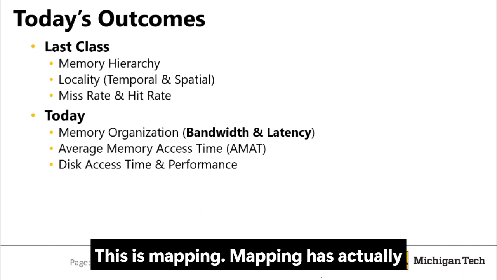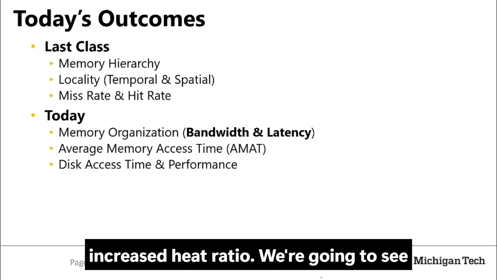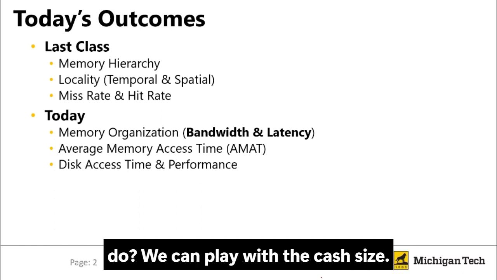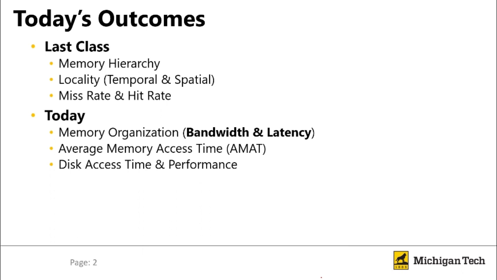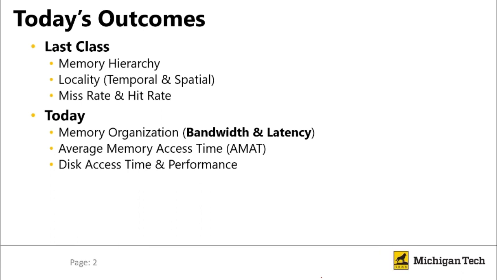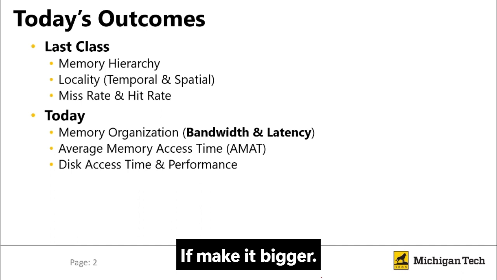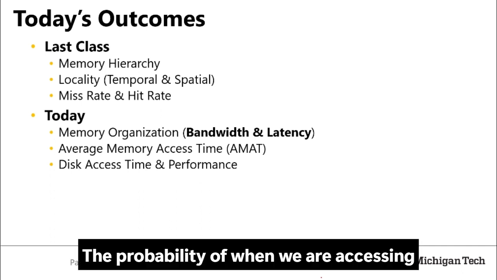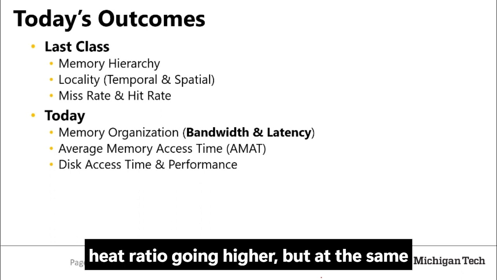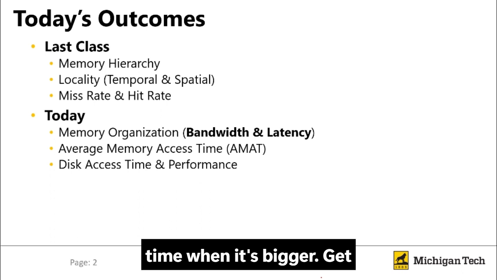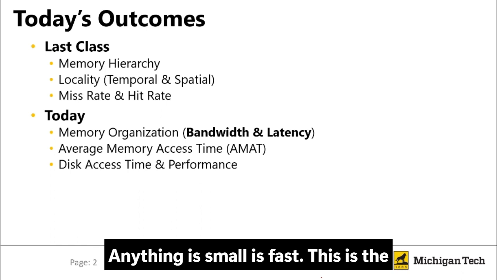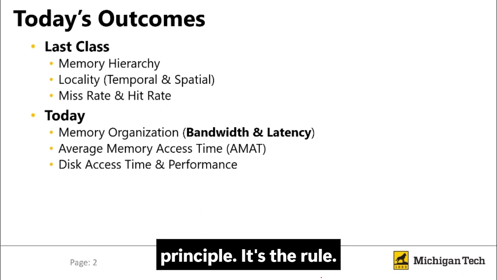This is mapping. That mapping has actually increased hit ratio. We're going to see why. That's one method. What else can we do? We can play with the cache size. We can make the cache bigger or smaller. If we make it bigger, the probability of finding the elements when we are accessing it is higher. So hit ratio goes higher. But at the same time, when it's bigger, it gets slower. Anything big is slow. Anything small is fast. This is the principle, it's the rule.